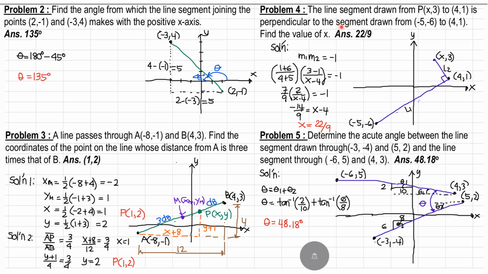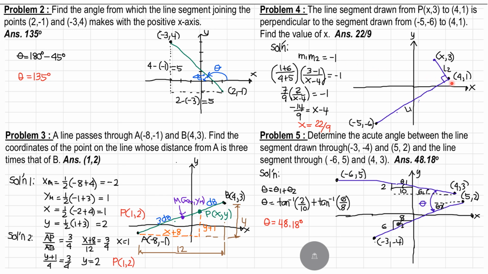Problem 4: the line segment drawn from point P x, 3 to 4, 1 is perpendicular to the segment drawn from negative 5, negative 6 to 4, 1. So we have 4, 1 and negative 5, negative 6, so that this line is perpendicular to that line. The probable position of x, 3 would be here. So this is x, positive 3, and 4, 1. Since for perpendicular lines the product of their slopes is negative 1, I hope you can remember that.